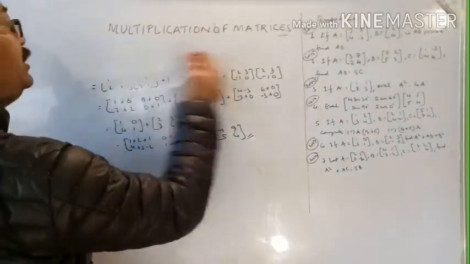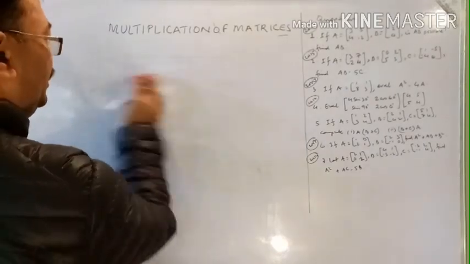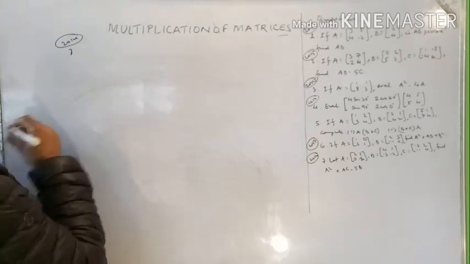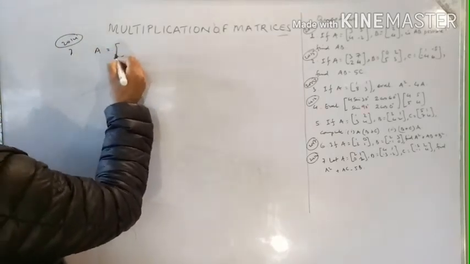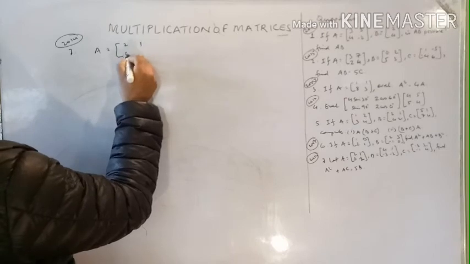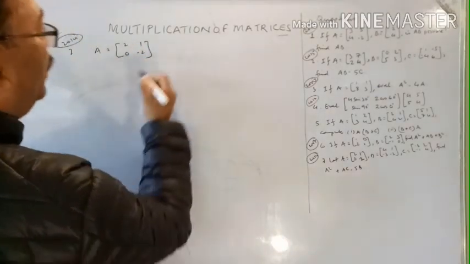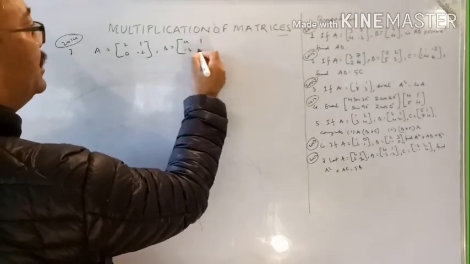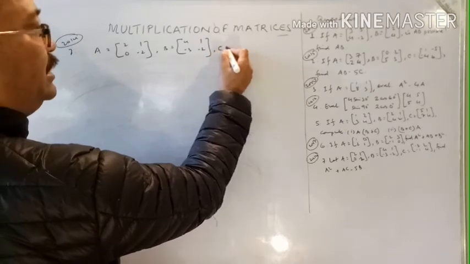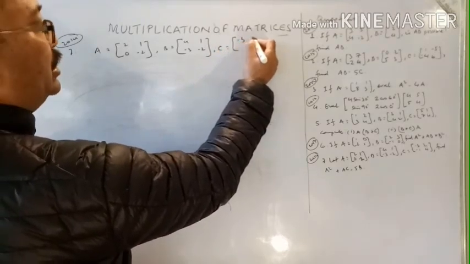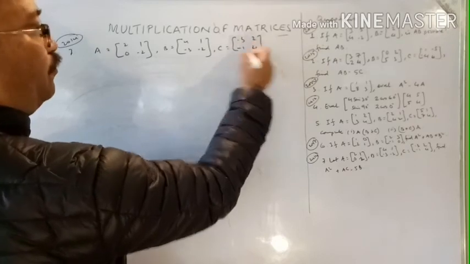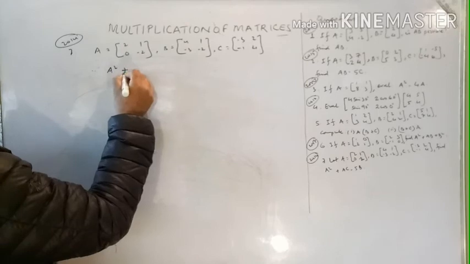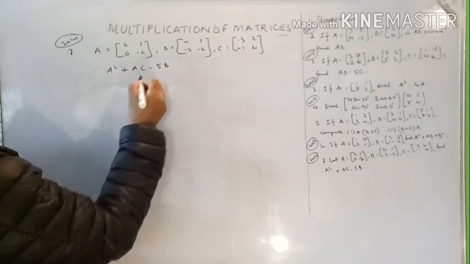We give you a hint. So you try, do yourself. Okay. Question number 7. This came in 2014. A is given 2, 1, 0, minus 2, and B has elements 4, 1, minus 3, minus 2, and C has elements minus 3, 2, minus 1, 4. Okay, so find A square plus AC minus 5B.